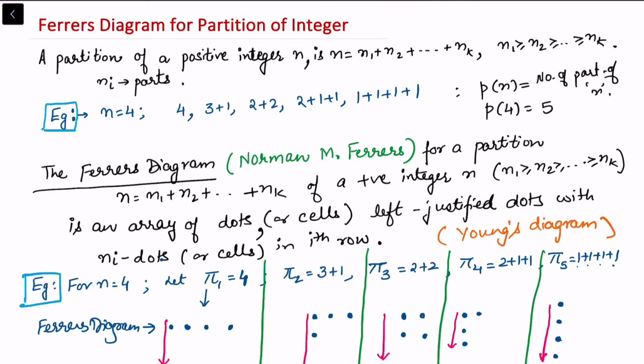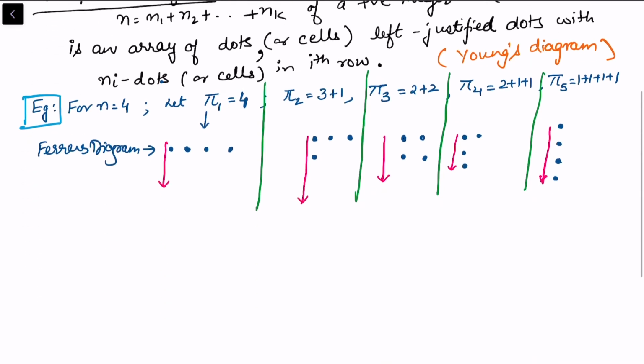Now this is what we mean by the Ferrers diagram corresponding to the partition. And for each relevant partition, there is a unique Ferrers diagram. I have also written that this is called a Young diagram, in case we want to write this as cells. So there is not much difference except for the way we represent it. Now instead of dots, I will use cells.